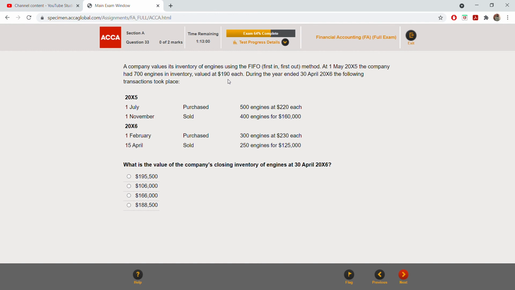So you start with how many you sell and the opening inventory. Your opening inventory is 700. You are selling 400 and 250. So 400 plus 250 is 650. So from 700, 650 selling. What is the closing inventory? It is 50.